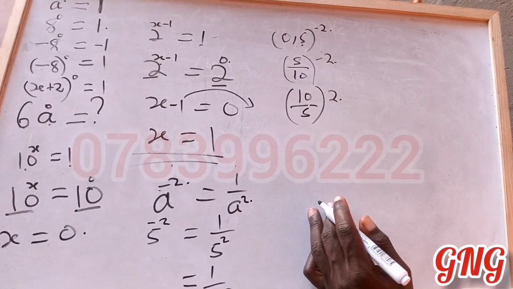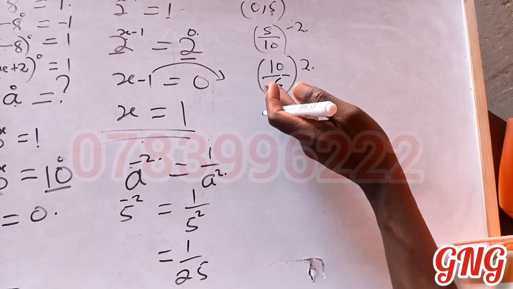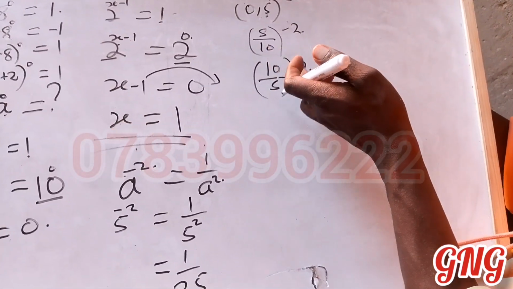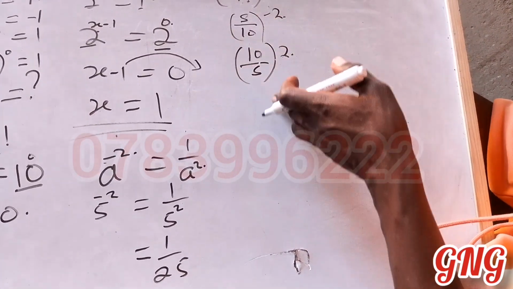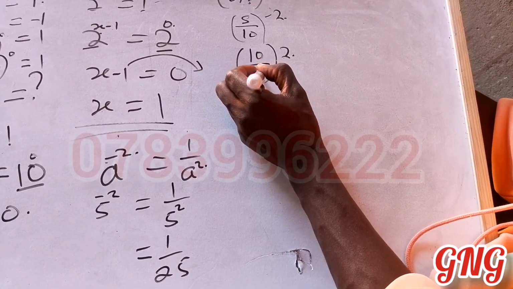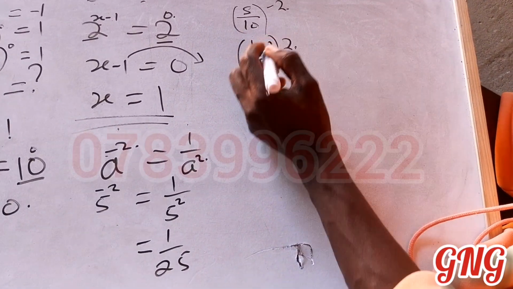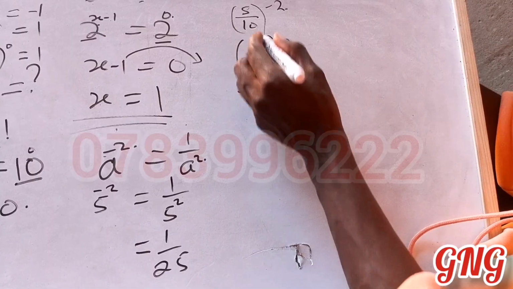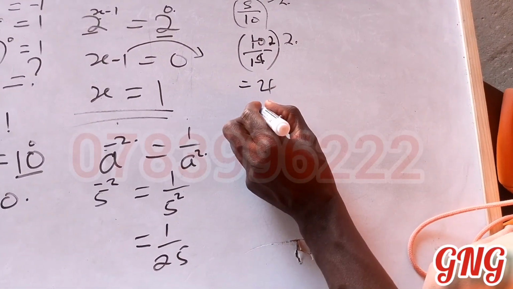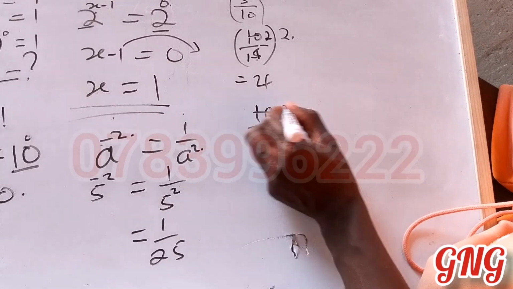It's up to you to start solving what is in the bracket. You can say 10 squared, 5 squared, then you get 4. But the simplest is saying 5 into 5, 1, 5 into 10, that's 2, 2 to the power 2, that's 4. Or you can say 10 squared, that's 100, 5 squared, that's 25, 100 over 25, that's 4.